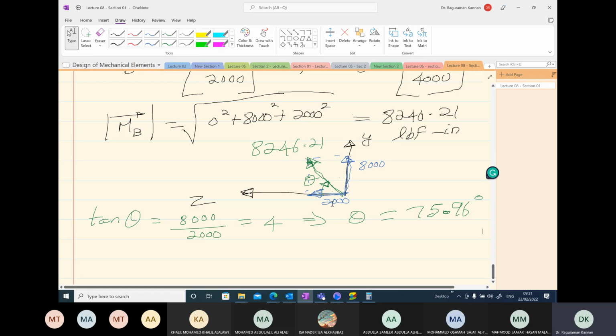Now use the right-hand rule and you will see the direction of the moment. If you use the right-hand rule according to this direction, my four fingers are pointing in the red direction. This is how I apply the moment in this direction for point B.